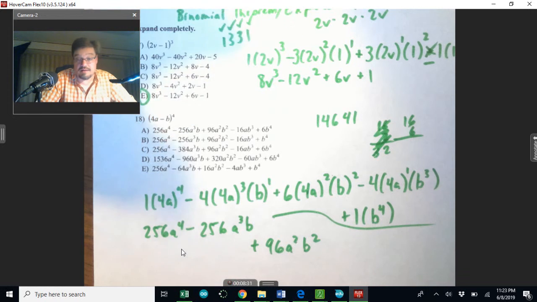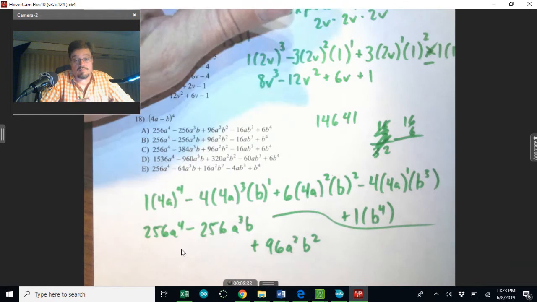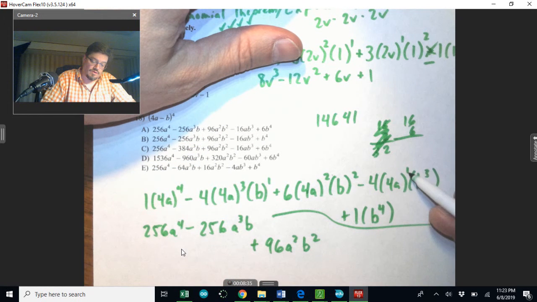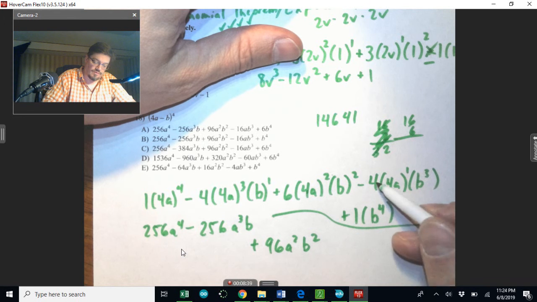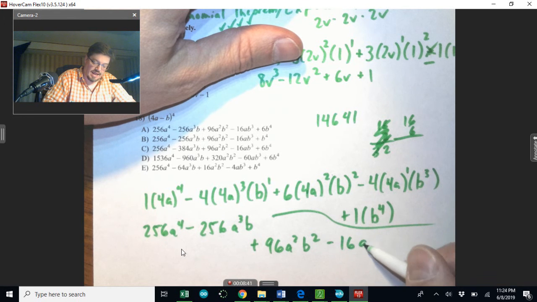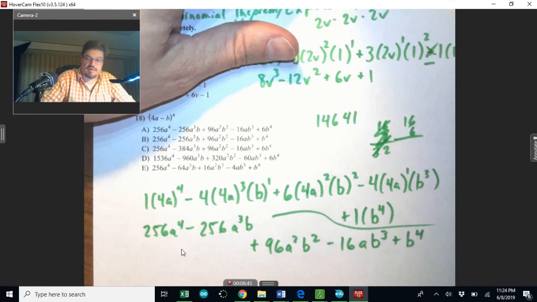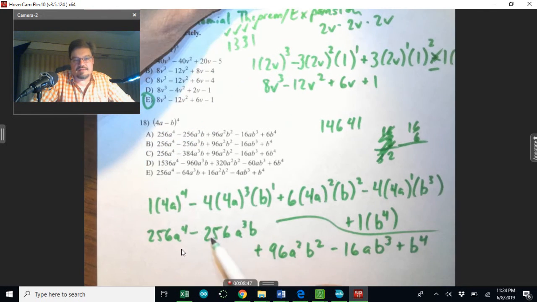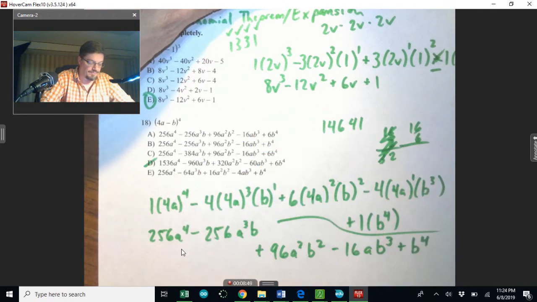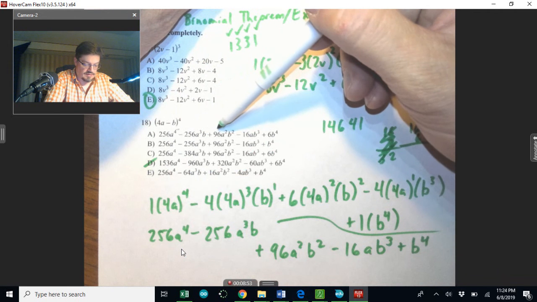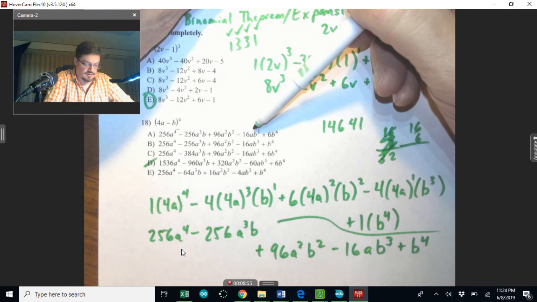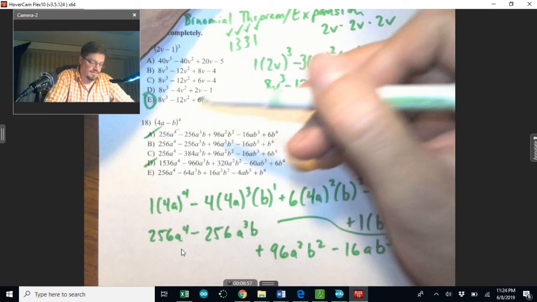Now, I might be done here. I'm not sure, but I'm just going to work through the problem. 4 times 4, okay, 4 to the first power is just 4, and then 4 times negative 4 is negative 16a, but then b is to the third, and then finally b is to the fourth. So that's it. So we look to can't be d. Okay, a to the fourth plus 96a squared b minus 16b plus 6 can't be that.